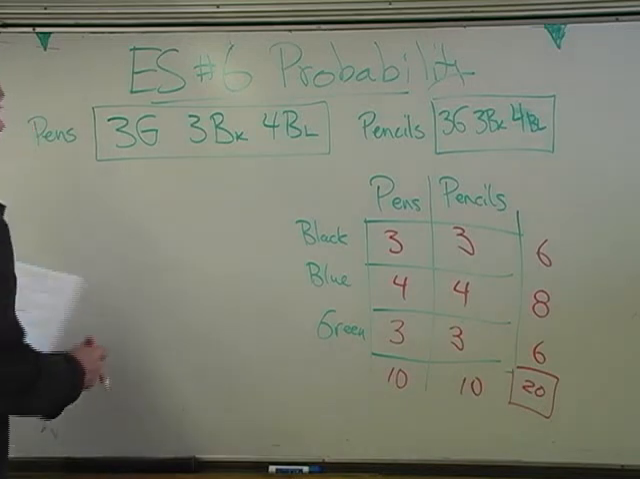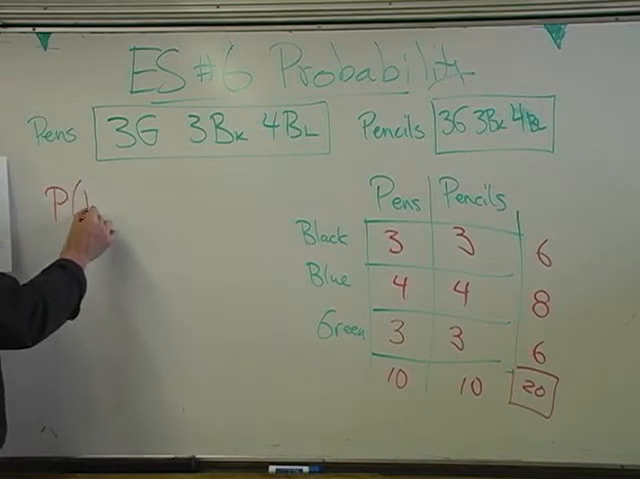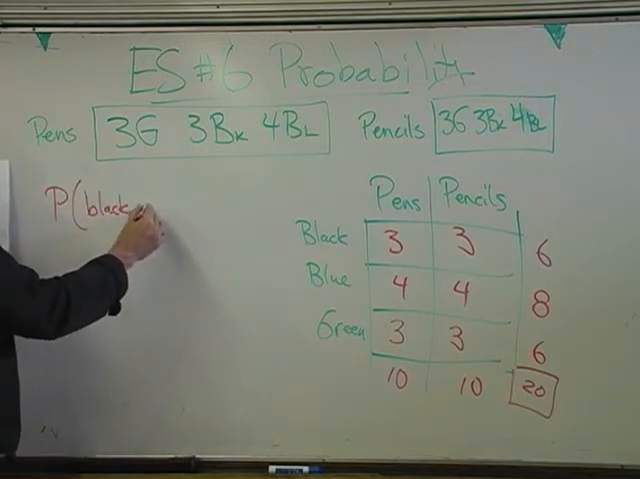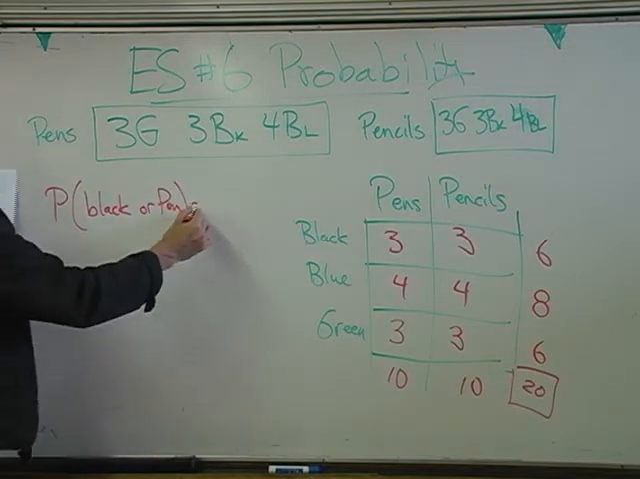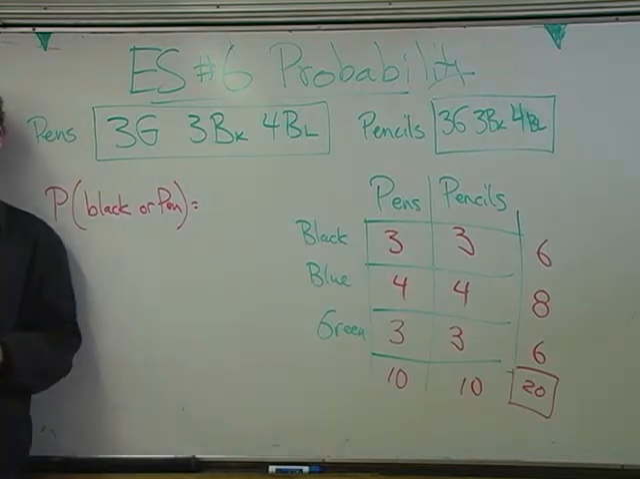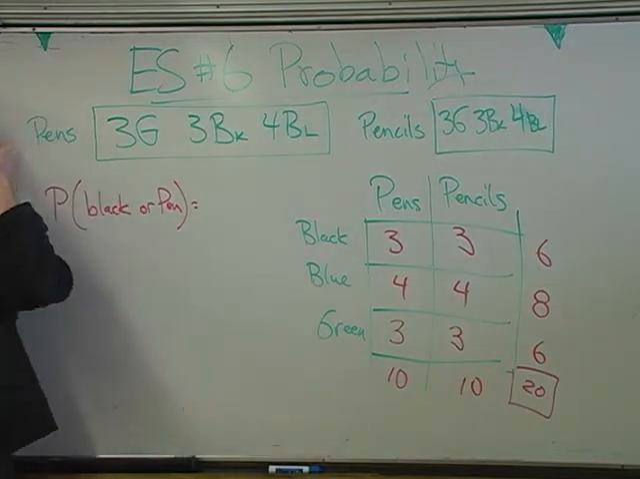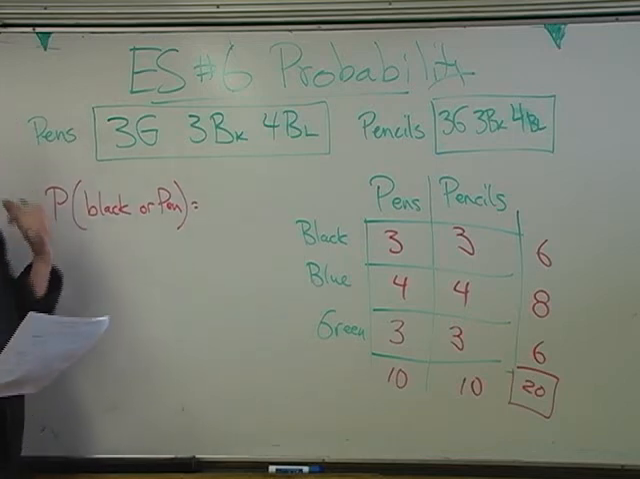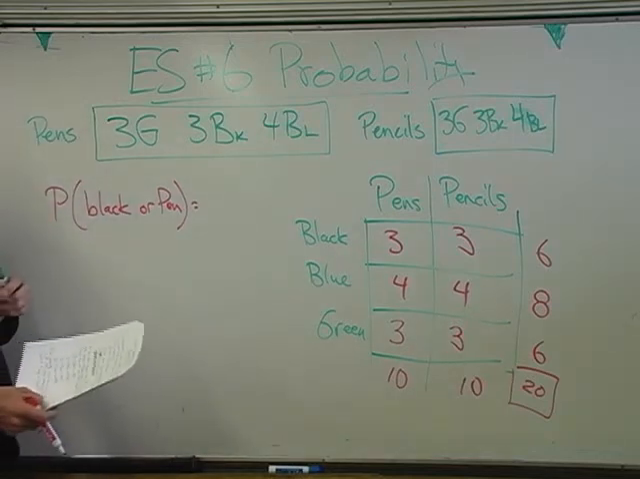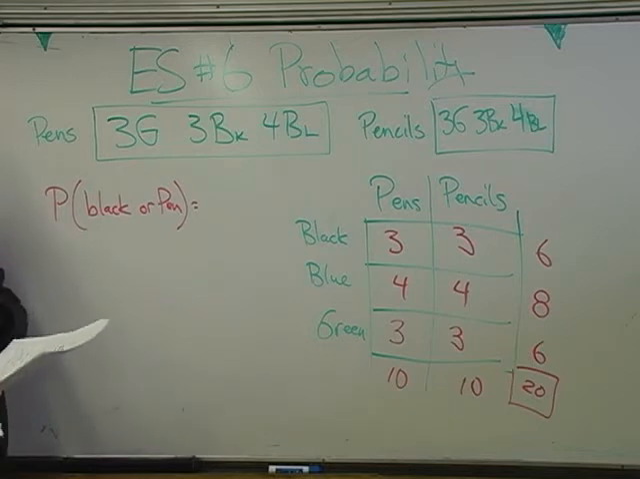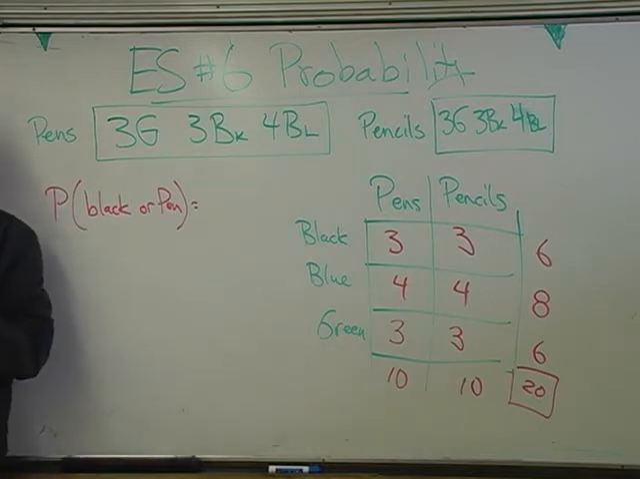Probability of picking something, and it is black or a pen. So you can pick something out of the drawer, and it's either going to be black or it's going to be a pen. Is it like 18 out of 20? Yeah. So 2 ways to think about this. Who's got an answer? Haley.